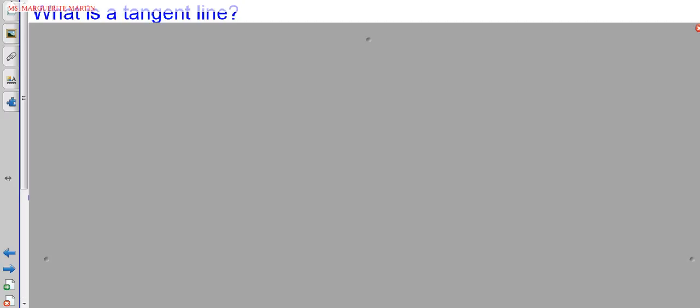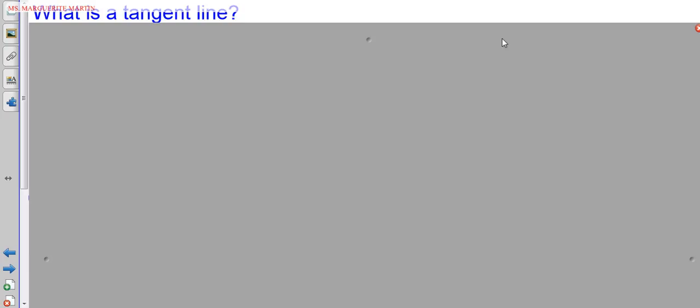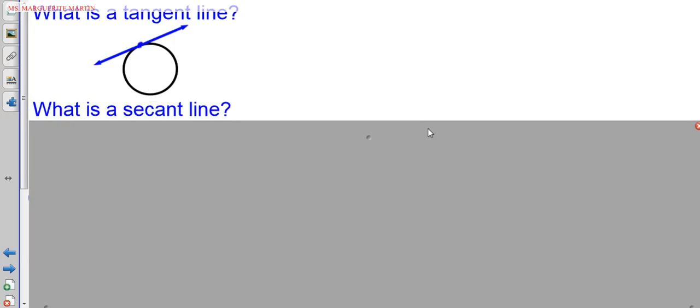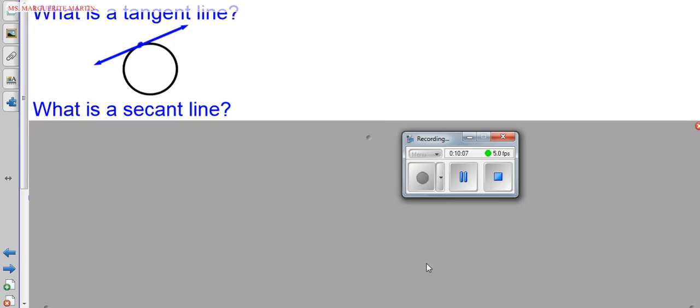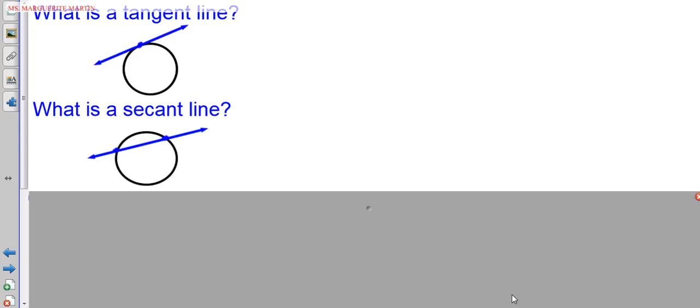Write this. What is a tangent line? Here's an example. Draw a circle, and then that's a tangent line. It's a line that touches that circle in one and only one place. Next, what is a secant line? A secant line intersects a circle in two places. Only two places.